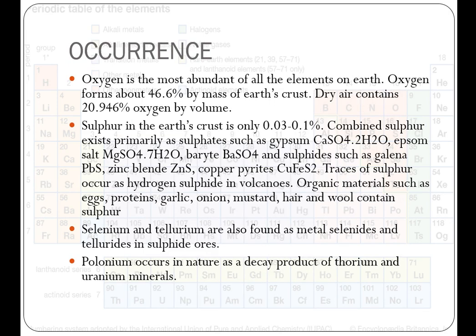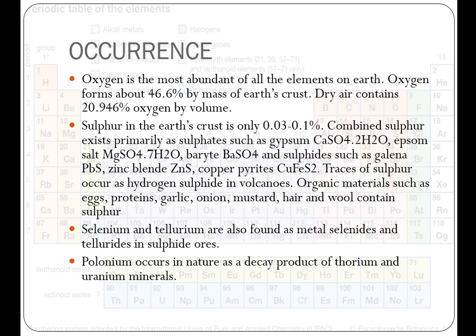Let us talk about occurrence first. Oxygen is the most abundant of all the elements on Earth. It forms about 46.6% by mass of Earth's crust. Dry air contains approximately 21% oxygen by volume, whereas sulfur is present only 0.032 to 0.1% in Earth's crust.